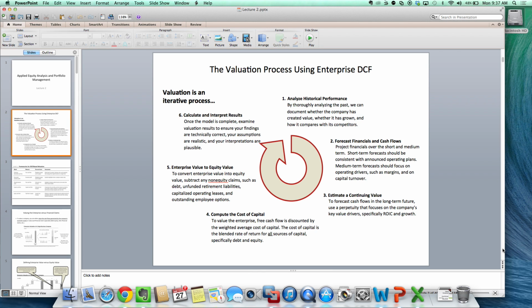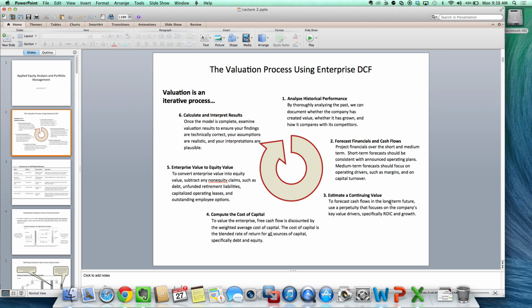First, we're going to analyze historical performance. So in order to predict the future, we have to understand the past. Second, we're going to forecast the financial statements to get us the forecasted cash flows. So as part of analyzing historical performance, before we're able to forecast, we're also going to convert the accounting statements into an economic format. We'll then forecast the economic statements, which will get us the forecasted cash flows.